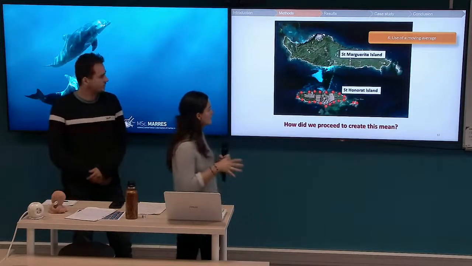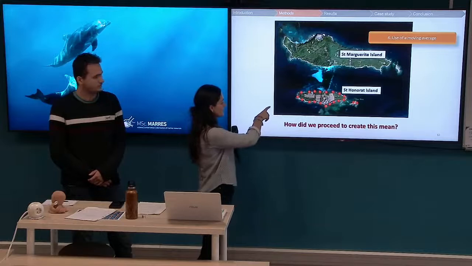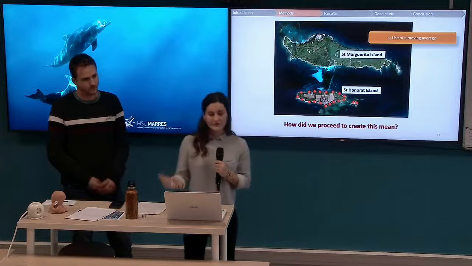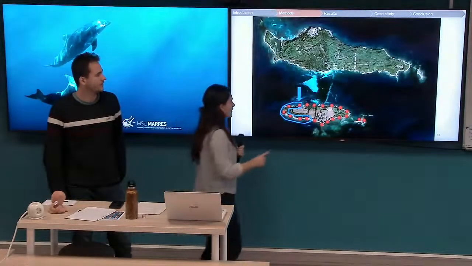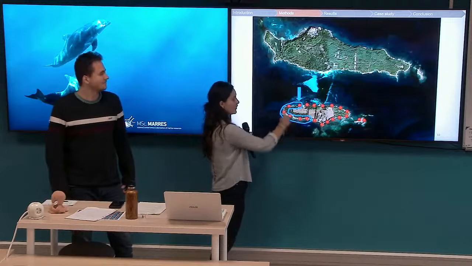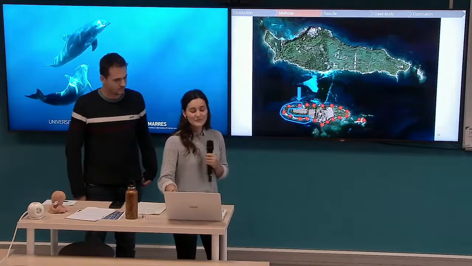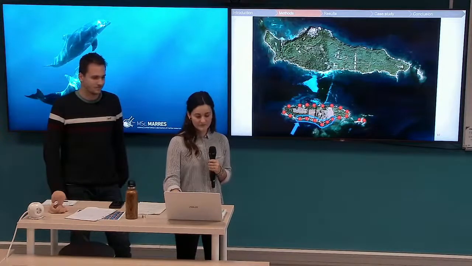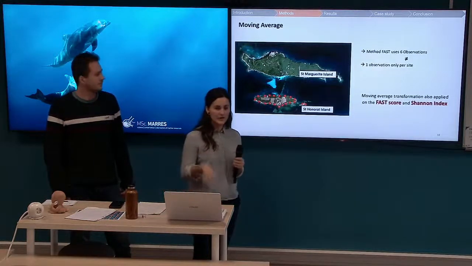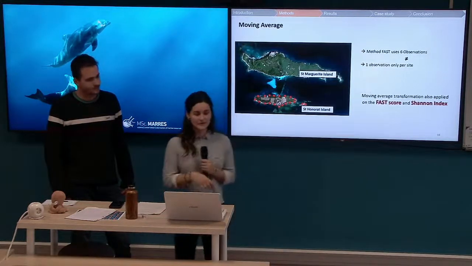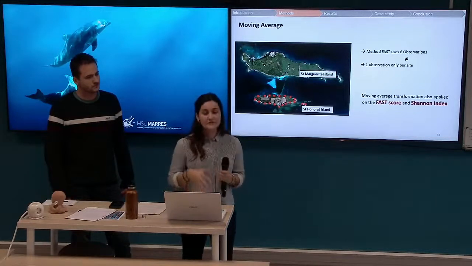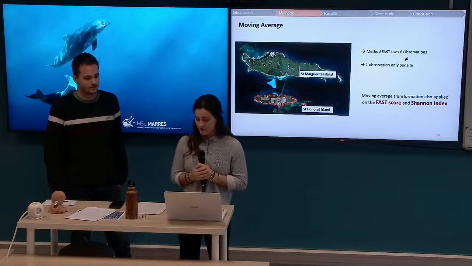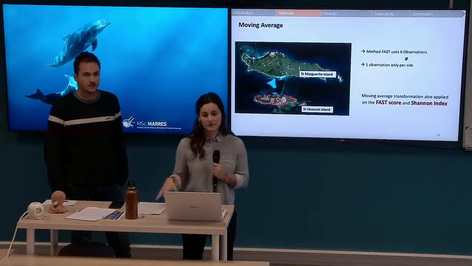Here you have a map of Lierans Island, with the red dots representing all the sites during the expedition. So how did we proceed to create this mean? First, we took the average of 6 sites for only 1 site. After, we moved the average and applied the same process on the following sites, like this. This was done on Lierans Island, on St. Marguerite, and also St. Honora. This moving average is very important and necessary to manipulate our data, and we applied it on both our FAST score and our Shannon index.